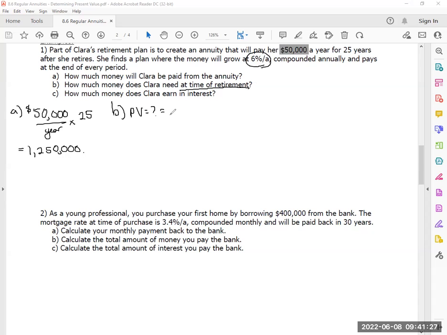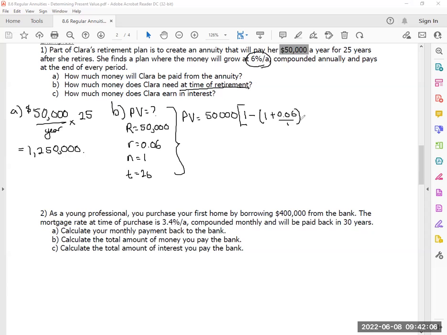So that means, what's my recurring payment? Capital R is 50,000. My interest rate is 0.06. My compounding period is once a year. The amount of time is 25. Let's put it together. PV equals 50,000 multiplied by, be careful of the formula, it's 1 minus 1 plus 0.06 over 1 to the power of negative 25 times 1, all over 0.06 divided by 1. I'll wait once again and pause this video.